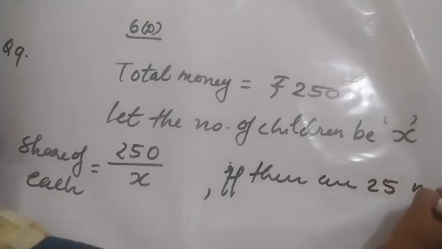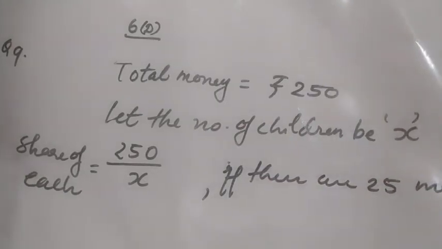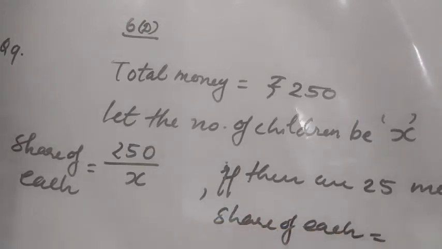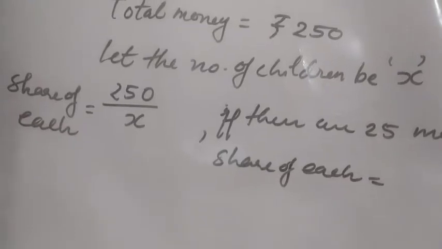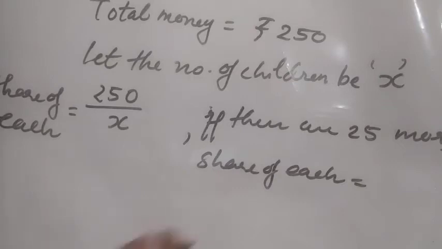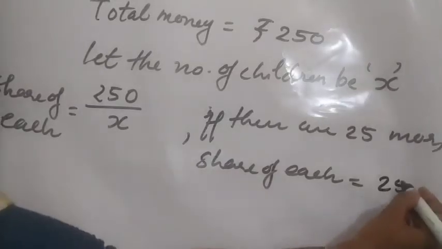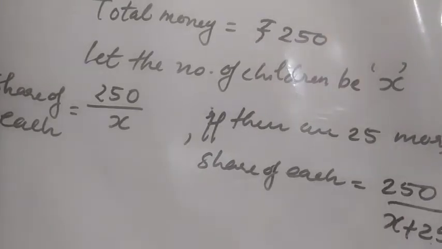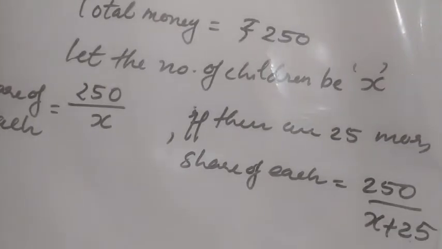And if there are 25 children more, can you say the share of each will decrease or increase? If there are more children, the share will decrease. And how can we find the share of each one? 250 by the number of children. 25 more means if there are 25 children more, x plus 25 will be the number of children. So the share of each one is 250 divided by x plus 25.